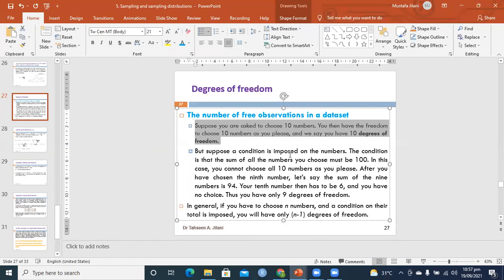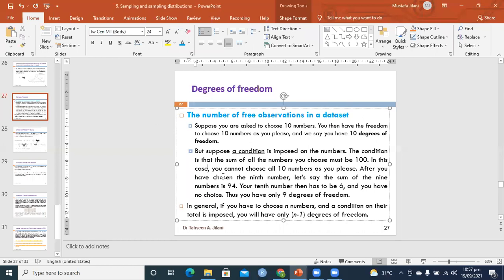But suppose a condition is imposed on the numbers. Now one condition, meaning we impose one condition. The condition is that the sum of all the numbers you choose must be 100. So that means if you choose 10 numbers, their sum must be 100. So in this case, when you are choosing 10 numbers, you cannot choose all 10 numbers as you please.